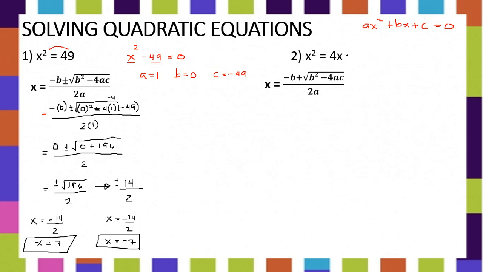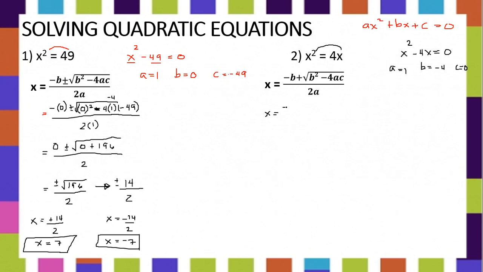Iayos natin siya. Nililipat ko yung 4x doon, so magiging x squared minus 4x is equal to 0. Okay, ang a natin ulit is 1. Ang b naman natin ngayon ay negative 4. Ang c natin, wala tayong c, so 0. Yan lang. Okay, so substitute na natin yung mga values sa quadratic formula.